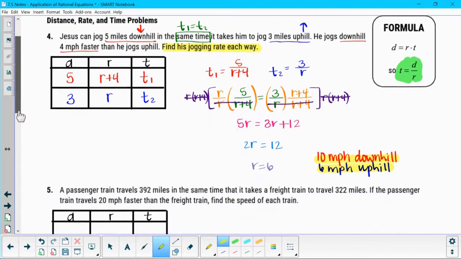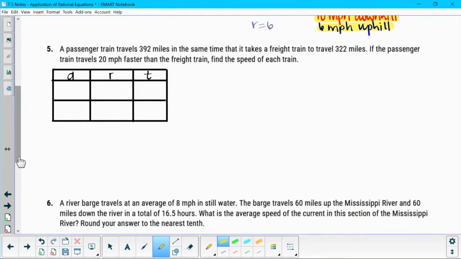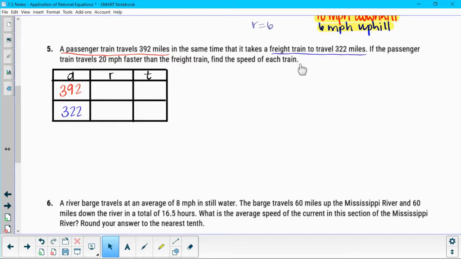So let's go ahead and look at another problem like that. A passenger train travels 392 miles in the same time. So let's go ahead and start organizing information as we read. Passenger train, 392 miles is the distance. We know we are also going to be dealing with another problem where they have the same time, that it takes a freight train to travel 322 miles. The passenger train travels 20 miles faster. So I'm going to call that R plus 20 and R, then the freight train. Find the speed of each train.